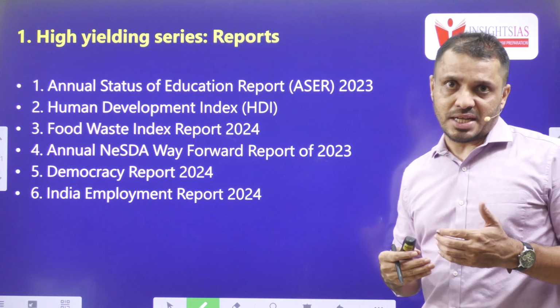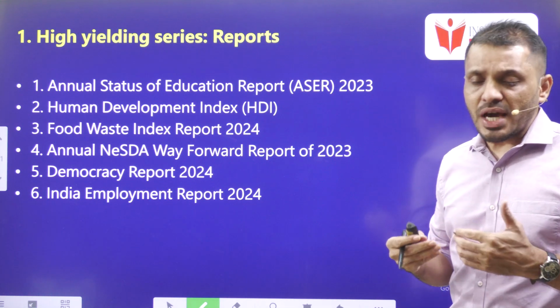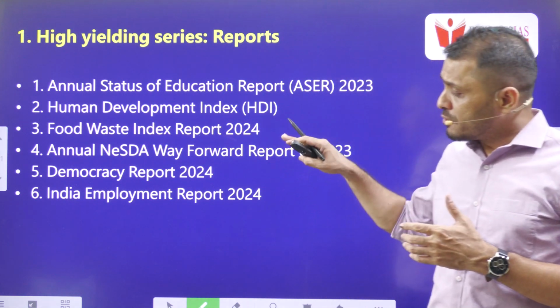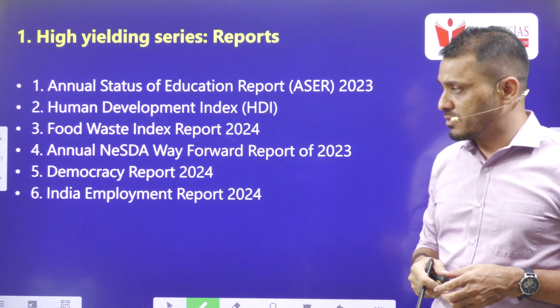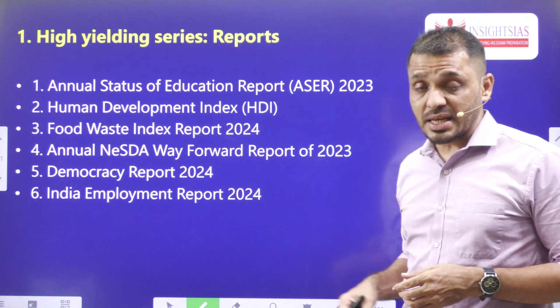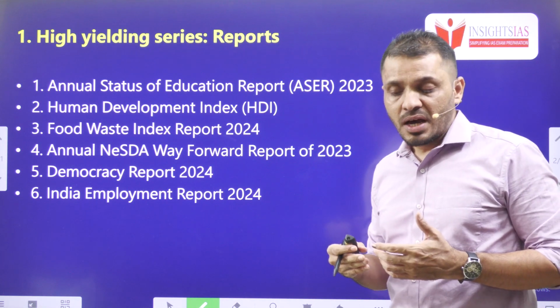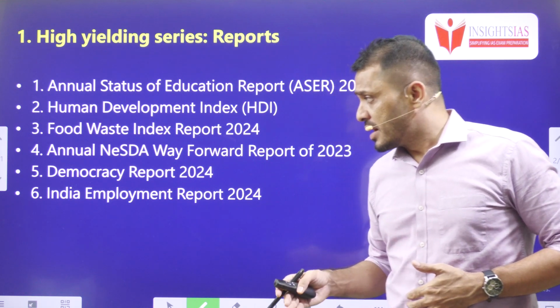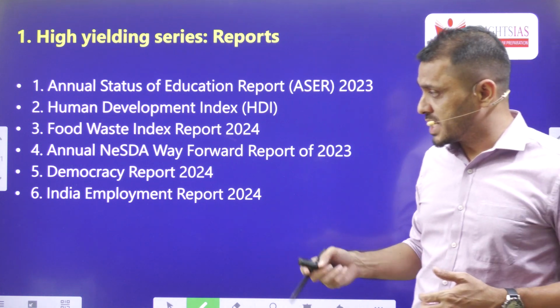This is about governance and e-services. We all know that e-governance can improve transparency. So which parameters will be measured in this report, we will discuss. Then the Democracy Report 2024, what this report is saying about Indian democracy, and this report is very critical about Indian democracy. Which parameters they evaluate, we will discuss.